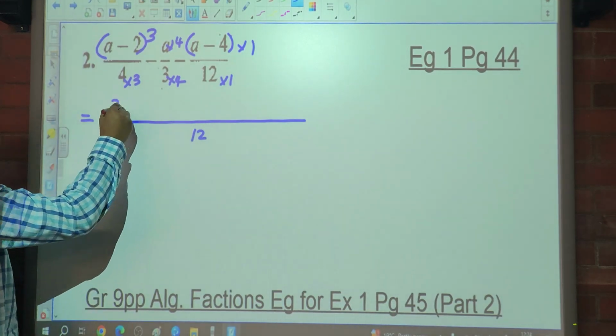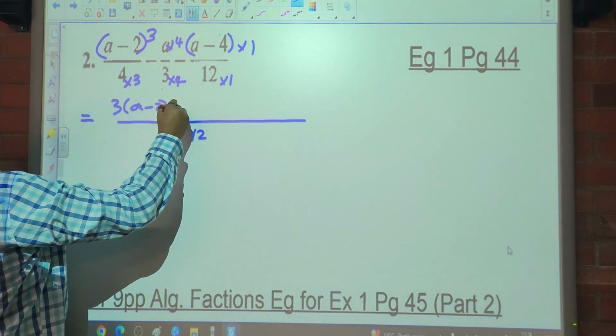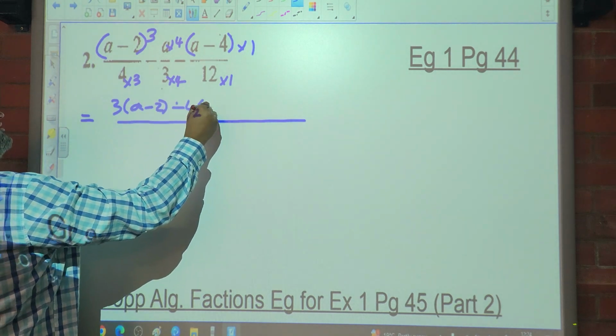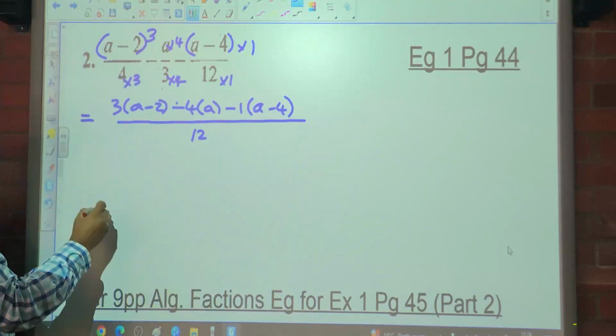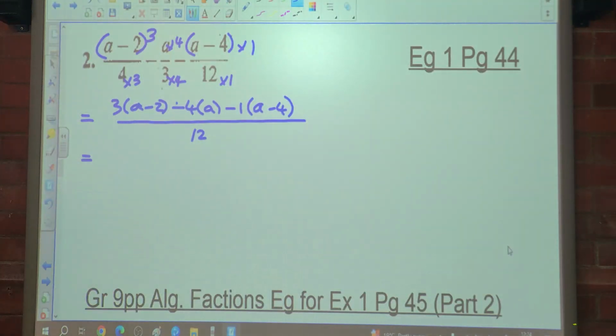Okay, so we have 3 into (a minus 2) minus 4 into a minus 1 into (a minus 4). As I said, always write the bracket out there. This is the foolproof method. Any fool can get the sum right.